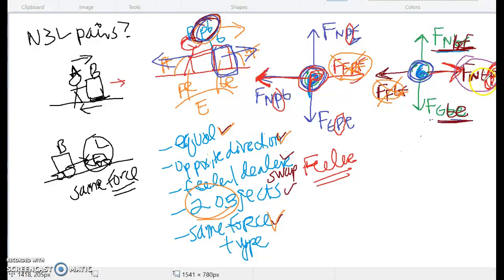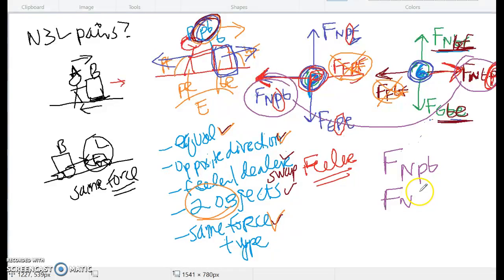Force of the normal on the box from the person. Force of the normal on the person from the box. This is your pair. See how they're labeled? FNPB, FNBP. See that? Same force type, same feeler dealer, but they've just swapped places. One of them is this way, one of them is this way. That makes them a pair.